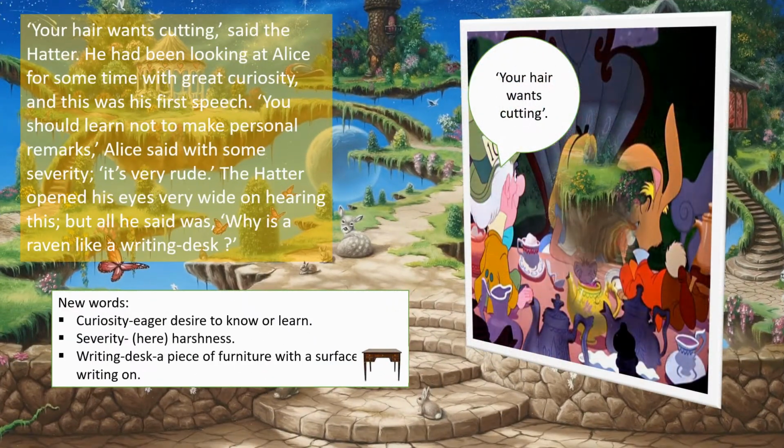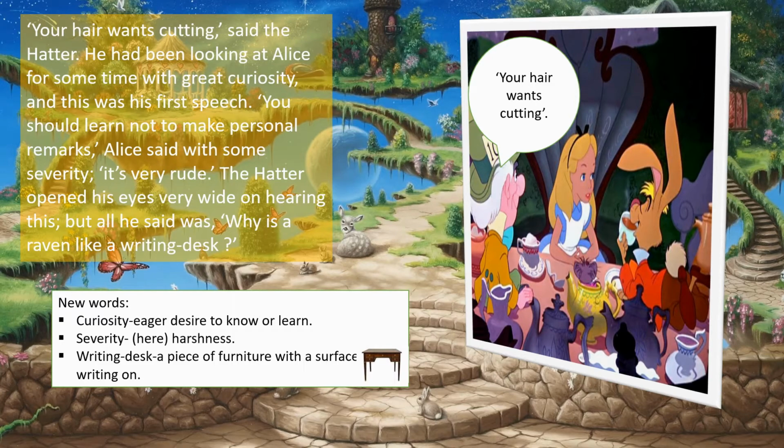"Your hair wants cutting," said the Hatter. He had been looking at Alice for some time with great curiosity, and this was his first speech. "You should learn not to make personal remarks," Alice said with some severity. "It's very rude." The Hatter opened his eyes very wide on hearing this, but all he said was, "Why is a raven like a writing desk?"